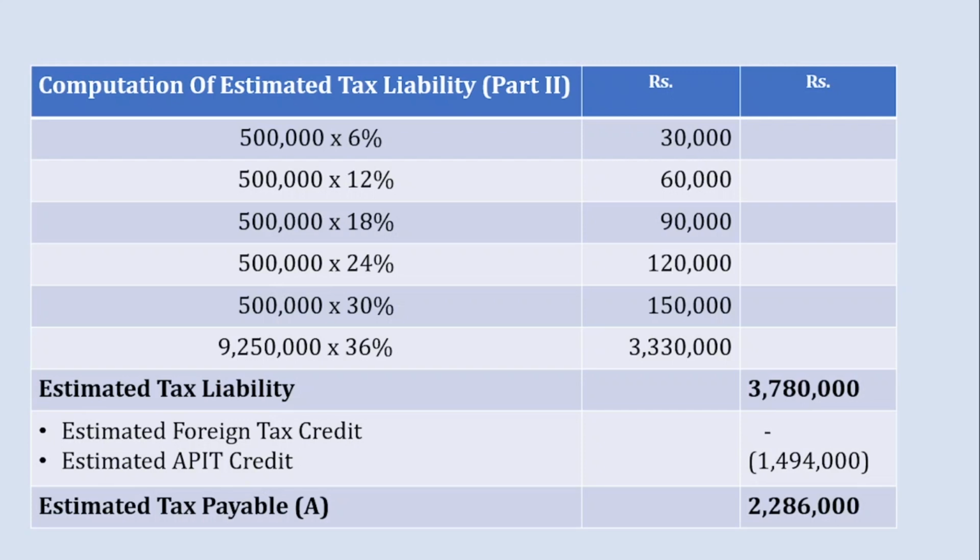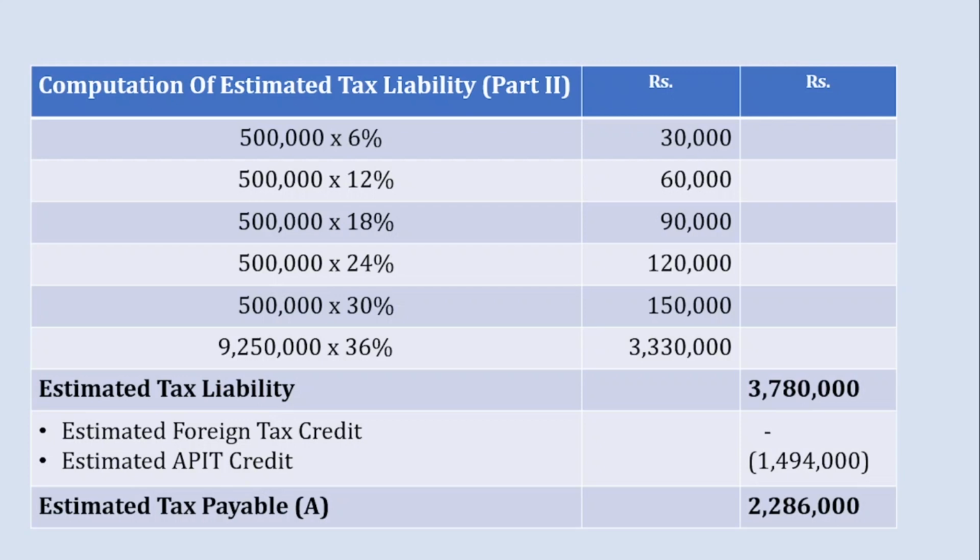Now we can calculate the estimated tax payable. So we can apply the relevant tax rates to that estimated taxable income. So we have 500,000 slabs. For the first 500,000, we have to apply 6%, tax is 30,000. For the second 500,000, the tax rate is 12%, that is the tax is 60,000. For the next 500,000, the applicable rate is 18%, tax is 90,000. For the next 500,000, the applicable tax rate is 24%, then the tax is 120,000.